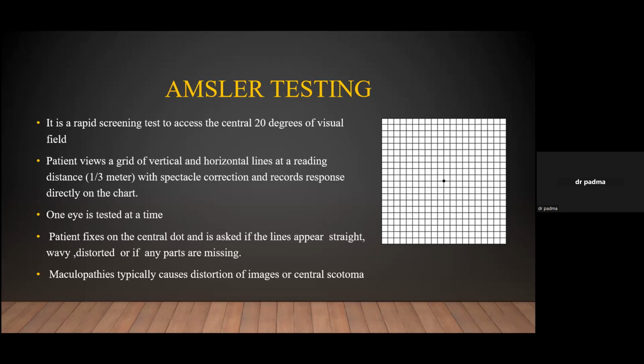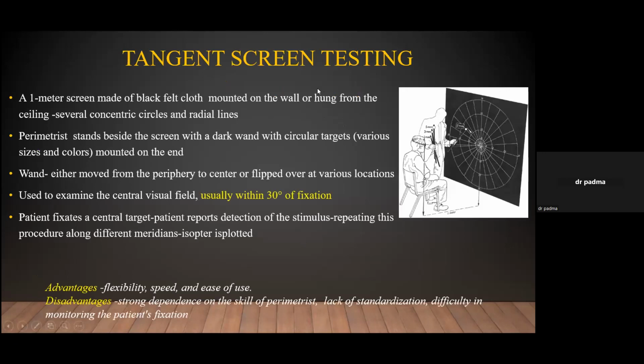And this is the Amsler test, which is a rapid screening test to assess the central 20 degrees of visual field. The patient views a chart with a grid of horizontal and vertical lines placed at reading distance with spectacle correction and records the response directly on the chart. One eye is tested at a time, and the patient fixates on the central dot, and is asked to say if the surrounding lines appear straight or wavy or distorted or if any parts are missing. Maculopathies typically cause image distortion and central scotoma, which can be easily detected by this simple test, which can be done at bedside.